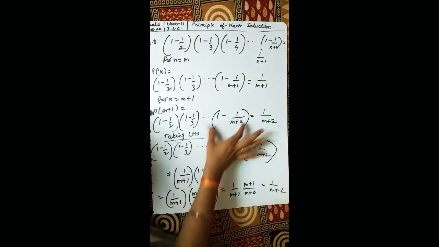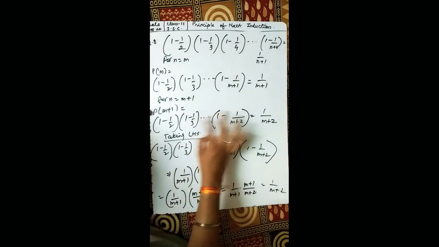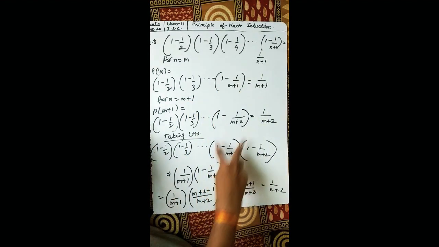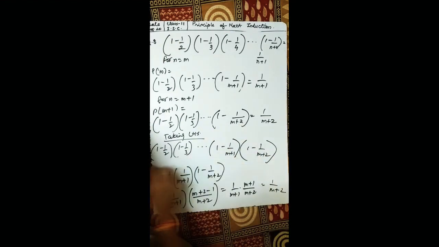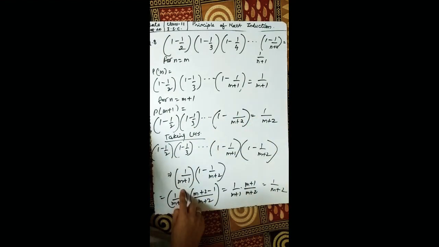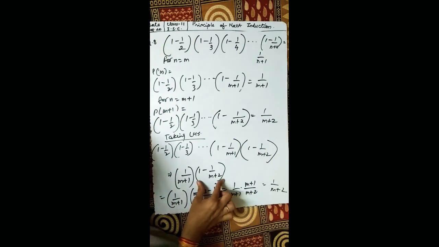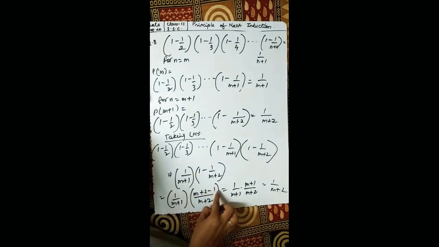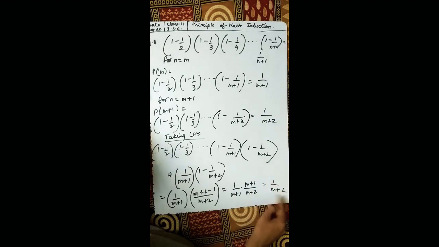The preceding step's value will be here, so I have written it here as it is. In place of this step we can write 1 upon m plus 1, and here this as it is. Now take the LCM. m plus 2 minus 1 upon m plus 2. This is m plus 1. This m plus 1 and m plus 1 are cancelled, and we are left with 1 upon m plus 2. This is how we proved it.